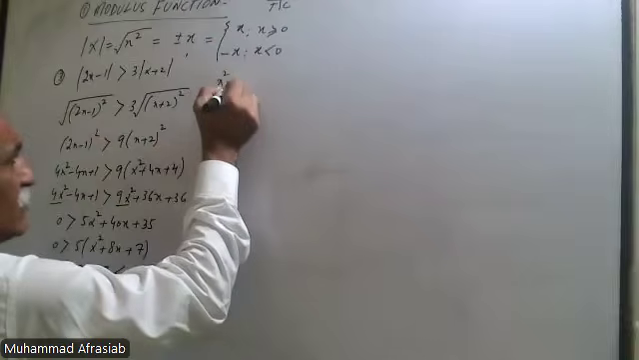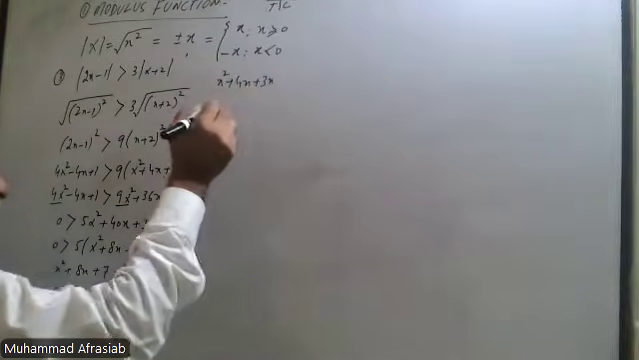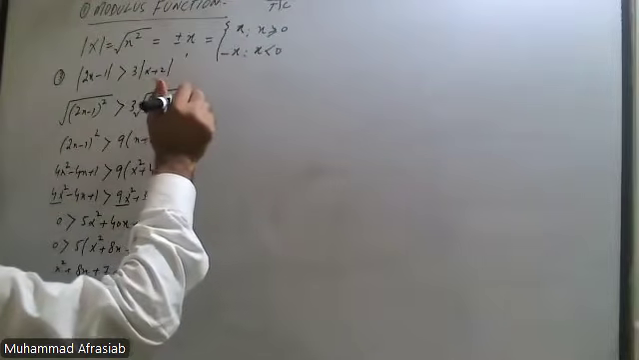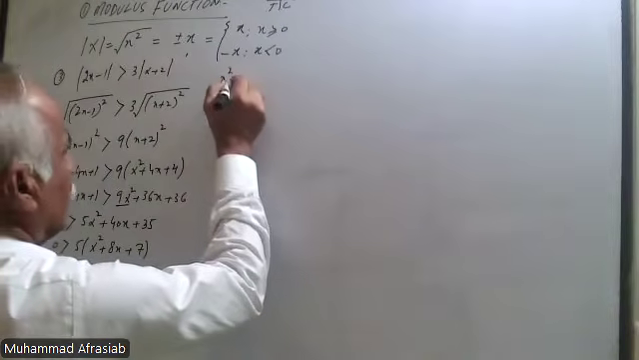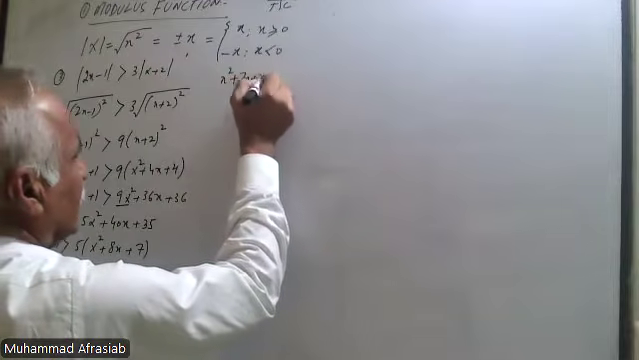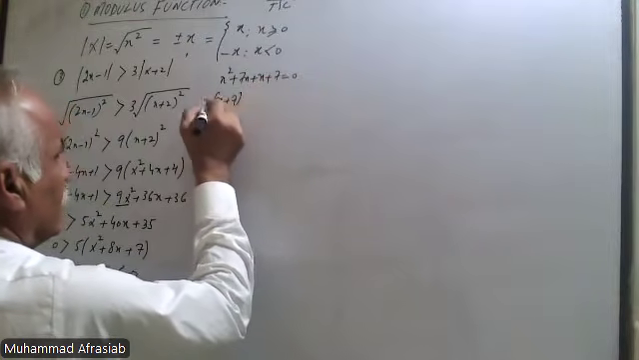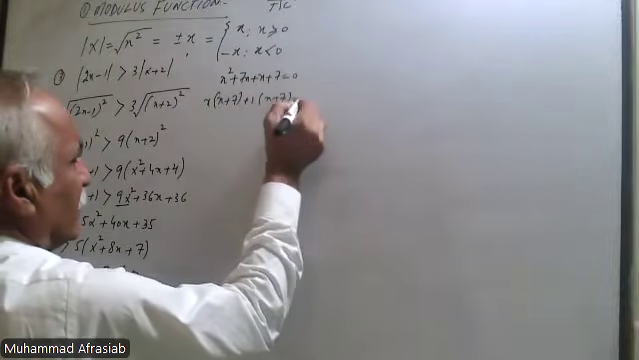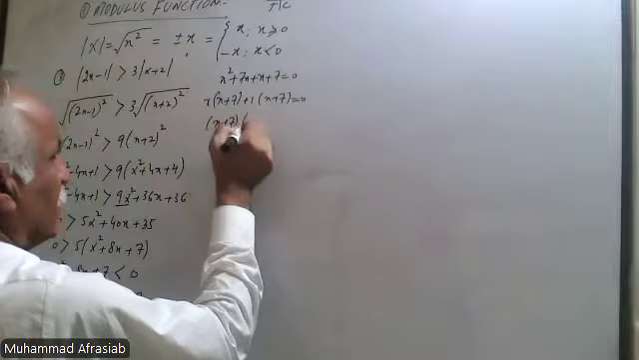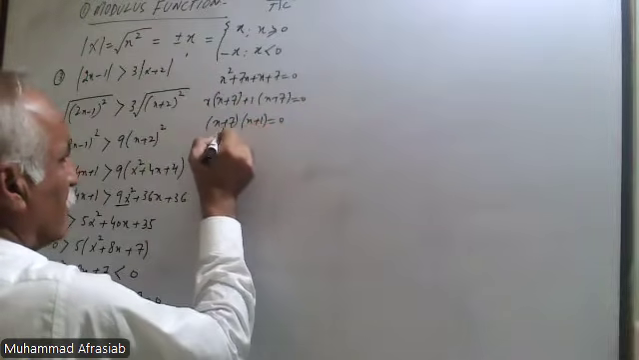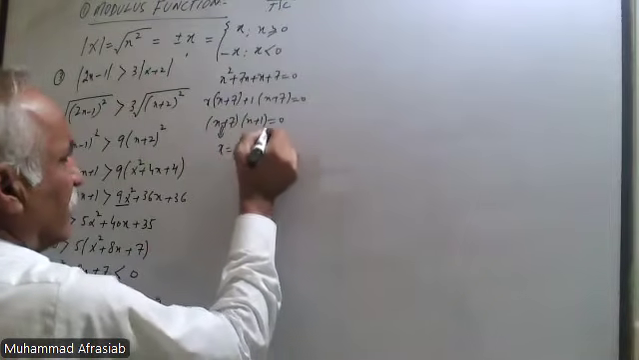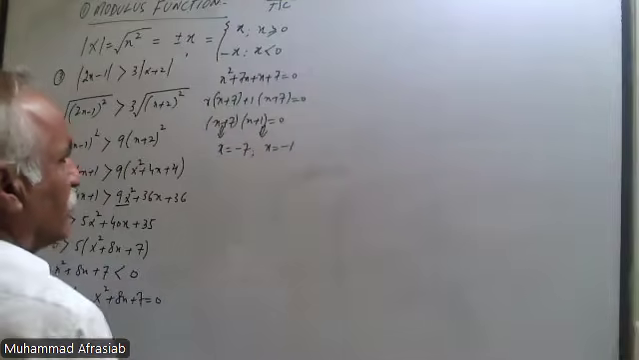Now we will make the factors of this. It should be x² + 7x + x + 7 = 0, or x(x + 7) + 1(x + 7) = 0, where (x + 7) is common, so (x + 7)(x + 1) = 0. If x + 7 is equal to 0, the value is −7. And if x + 1 is equal to 0, the value is −1.